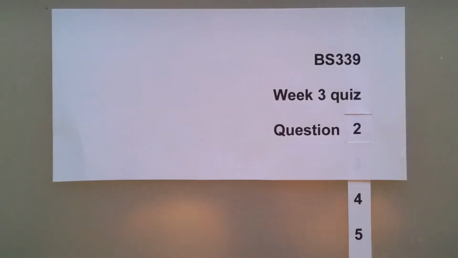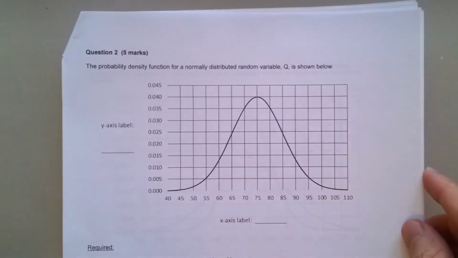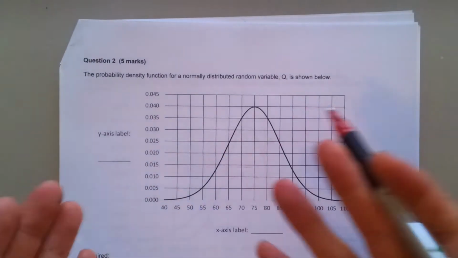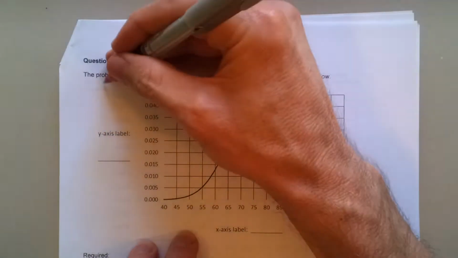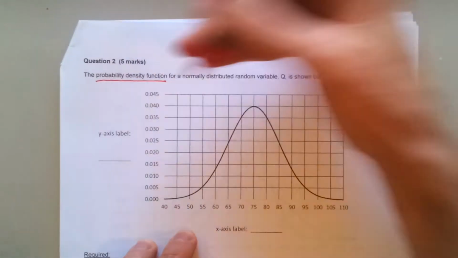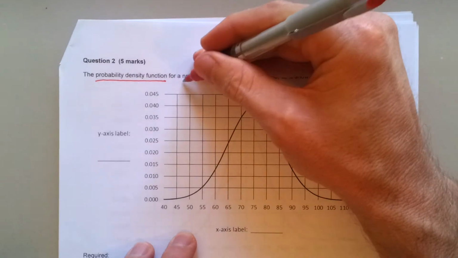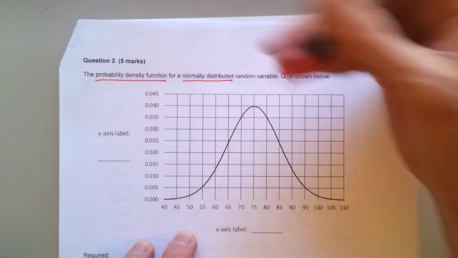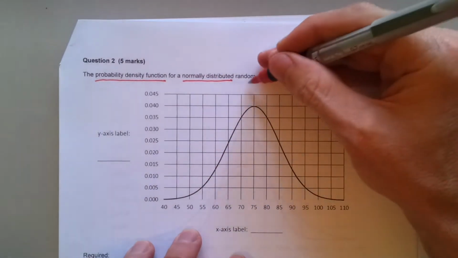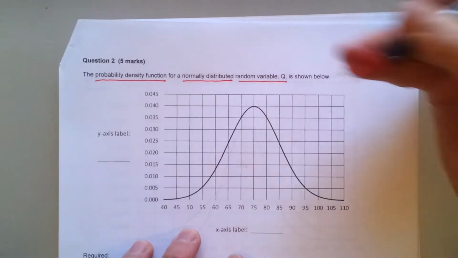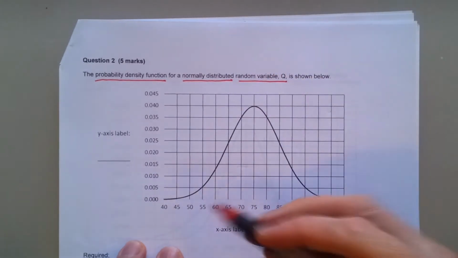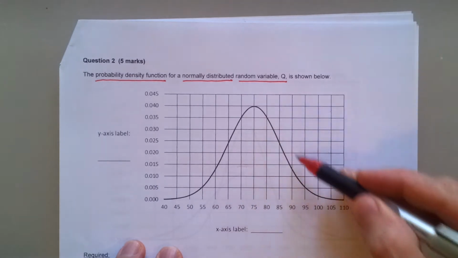Here's a quick answer to question 2 from the week 3 quiz. So here's the information given. We're told this is a probability density function that follows a normal distribution for a random variable q. And so here is the function actually being graphed.